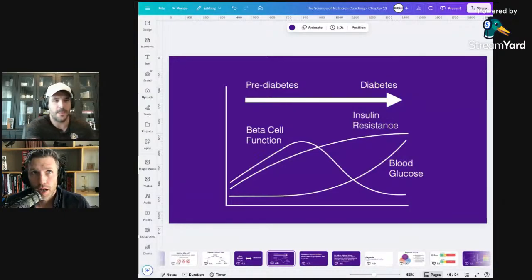Let me paint an analogy. Well, I'll start with the explanation and then I'll give you an analogy. What's been really interesting is we've learned that everybody has a different threshold for how much extra energy they can take before insulin resistance starts to really manifest.